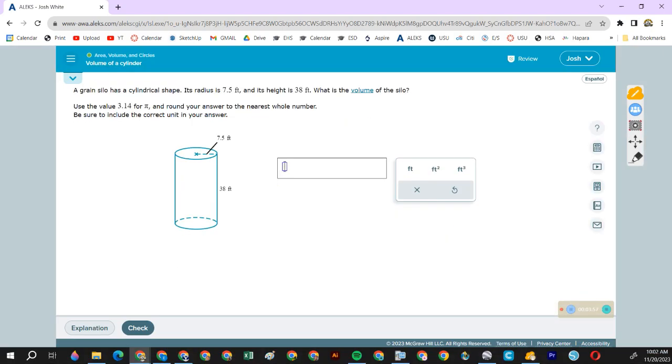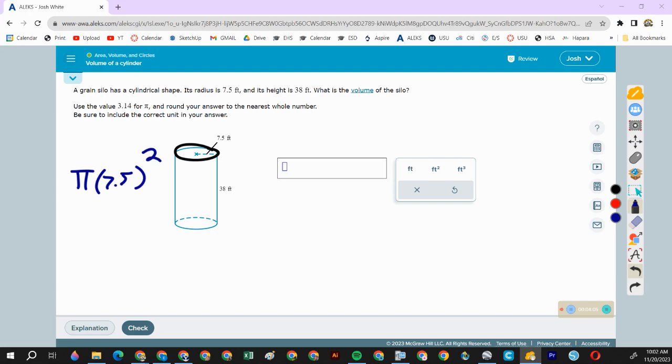All right, volume of a cylinder. This area is pi times 7.5 squared, and it is 38 feet high. So just multiply those together. That will give you your volume, and remember, volume is in cubic units.